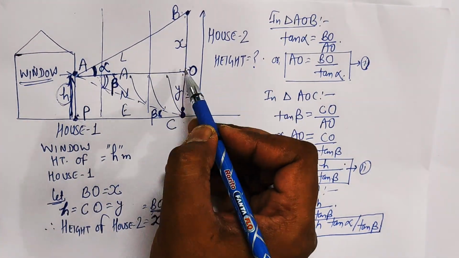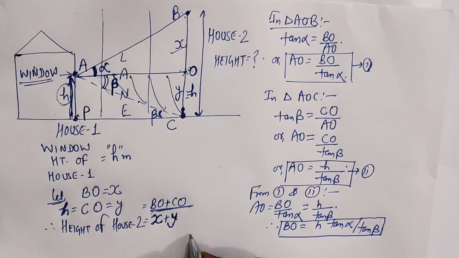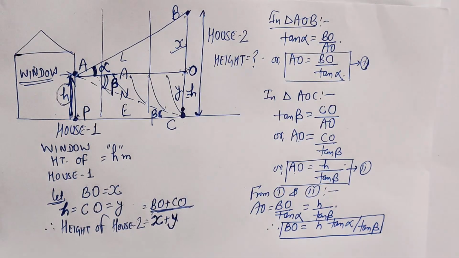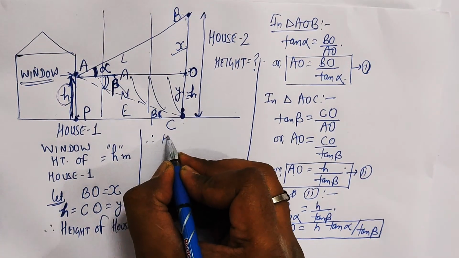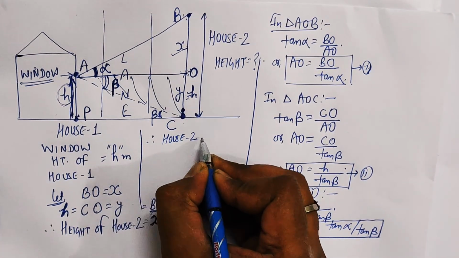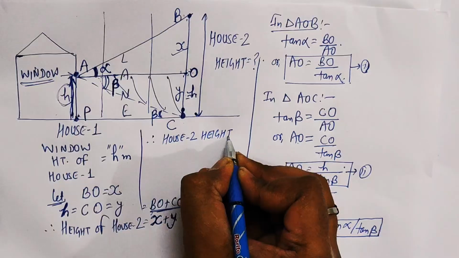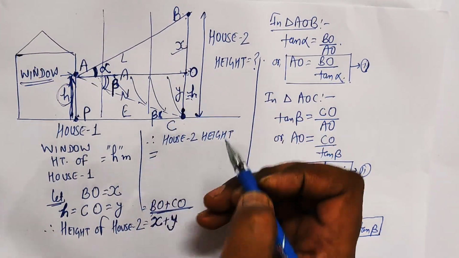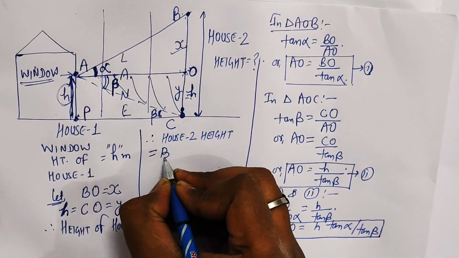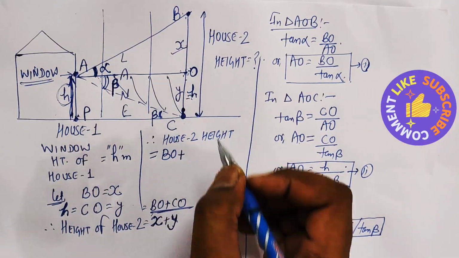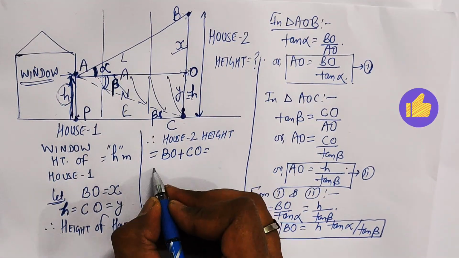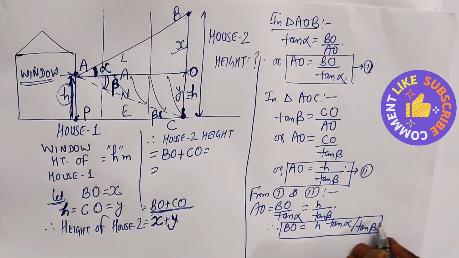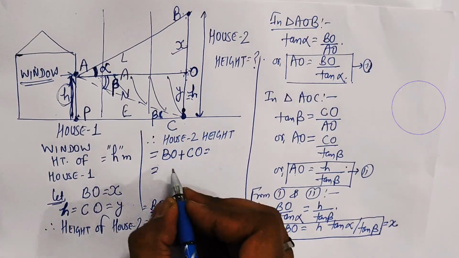Now we need to calculate the height of the second house, that is X plus Y. We have already identified the value of X, right? The value of X is BO. So the house 2 height can be written as BO plus CO. BO is X and CO is Y. BO plus CO. And BO is basically X, this one. This is equal to X, right?